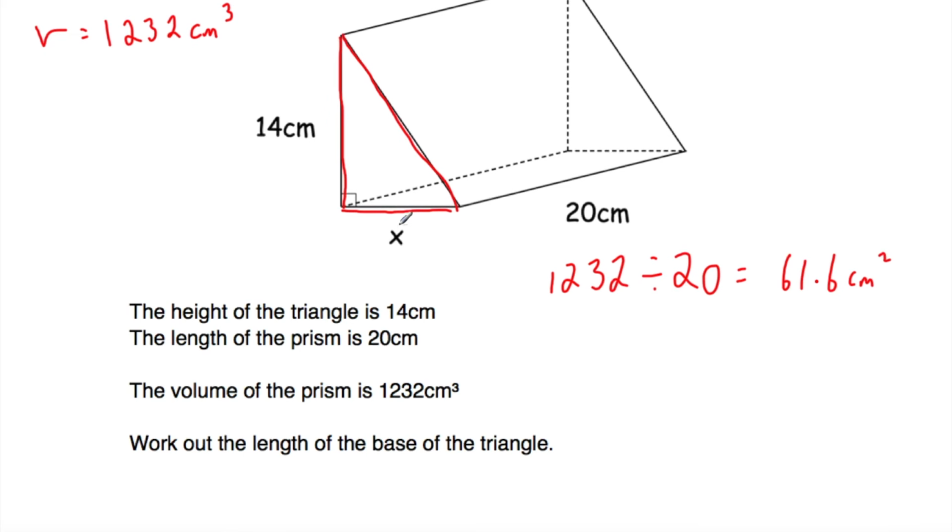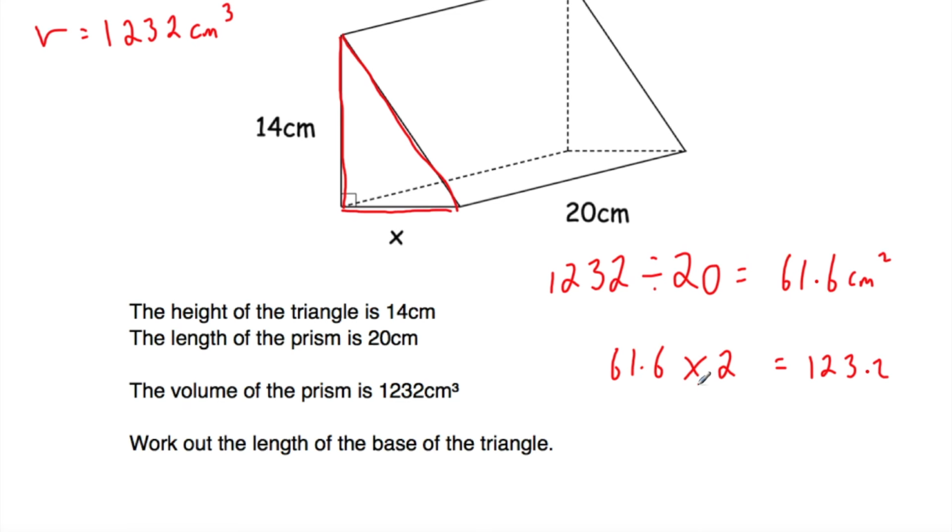We know the height of the triangle, and we just need to find the length of the base of the triangle. There's a few different ways we could do this. One approach is to work backwards, because remember, if we want to find the area of the triangle, we do the base times the height, and then half it, and that's equal to 61.6. So if we take 61.6 and we work backwards, let's double it, so let's times by 2. So 61.6 times 2 is equal to 123.2.